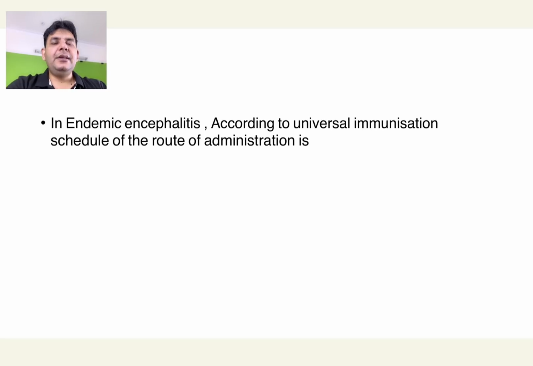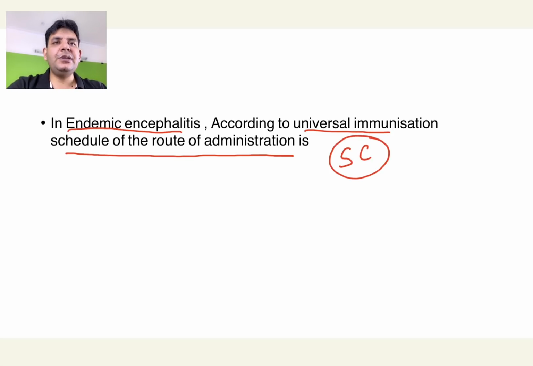Okay, then there was a question regarding endemic encephalitis, and according to the universal immunization schedule the route of administration was asked, I suppose. So the answer to that question is that the route of administration as per the universal immunization program is subcutaneous. Okay, so this is being given in 2 doses. Obviously this is Japanese encephalitis, which is endemic in eastern UP, in areas like Gorakhpur and all, and you need to give this particular vaccine subcutaneously there. Okay.